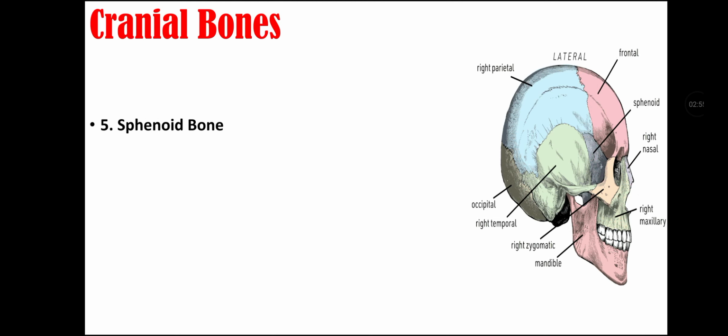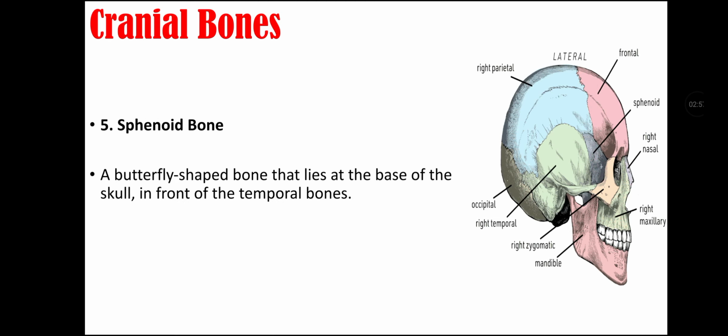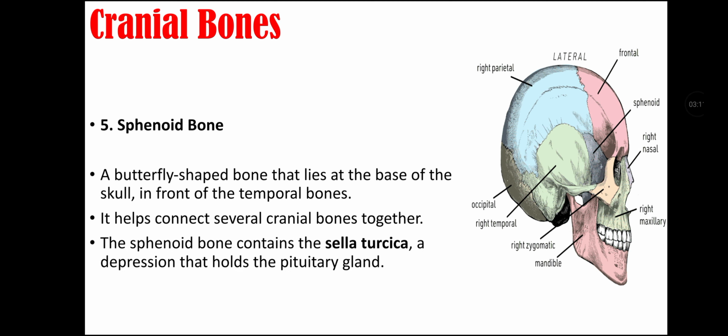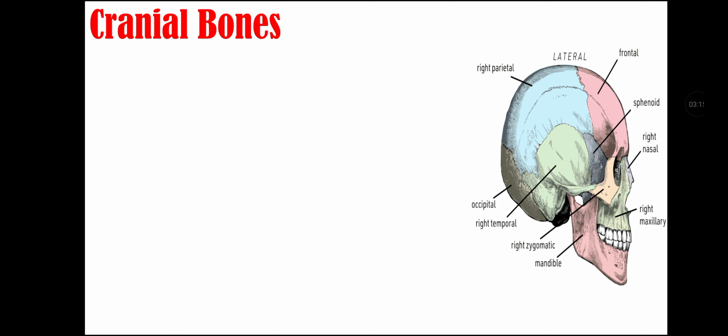Next cranial bone we have is the sphenoid bone. It is a butterfly-shaped bone that lies at the base of the skull in front of the temporal bone. It is an unpaired bone, that means there will be one sphenoid bone in every skull. It helps connect several cranial bones together. The sphenoid bone contains the sella turcica, that is a depression that holds the pituitary gland.